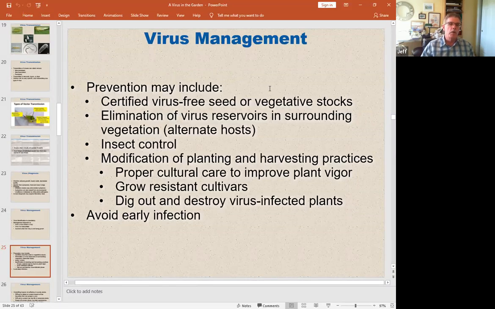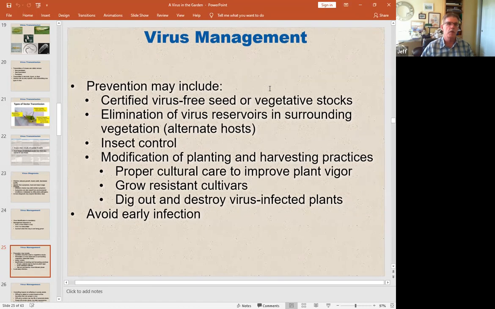Above all, avoid early infection. So whatever control strategies you use, use them particularly stringently early on, because early infected plants are more severely affected and you're much more likely to not get anything productive out of your garden when there's early infection.